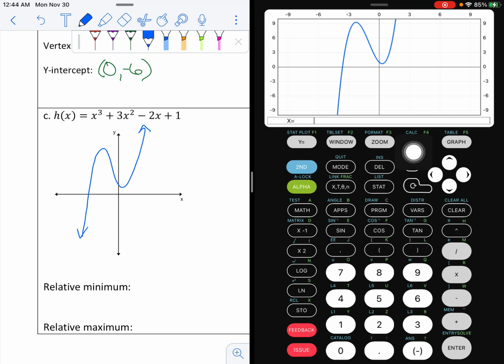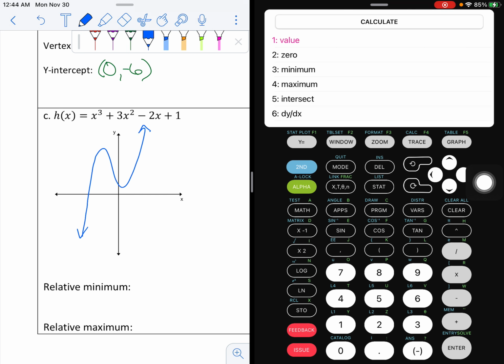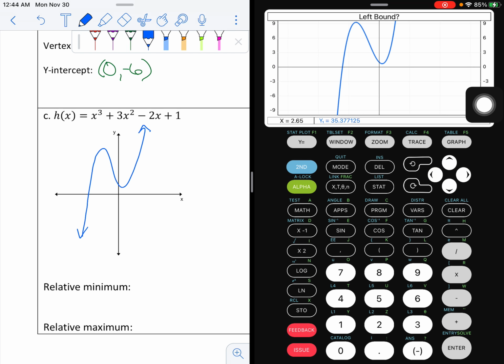So what I'm going to do is I'm going to go into the calculate function. So to get there, I'm going to hit second and trace. And I'm going to find a minimum. So it's going to be 3. Now, my left boundary here, I need to tell the calculator to look between 2 points. Now, right now, my left boundary is off the screen completely. It's at 2.65, which I clearly need to get this thing much closer to 0. So I'm just going to hit the right arrow here.